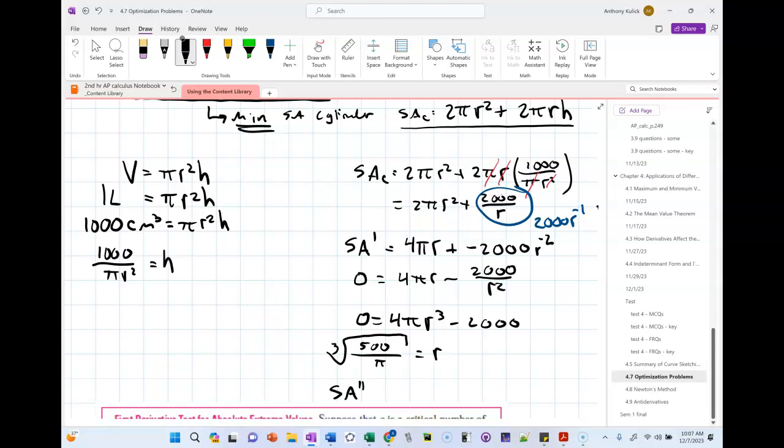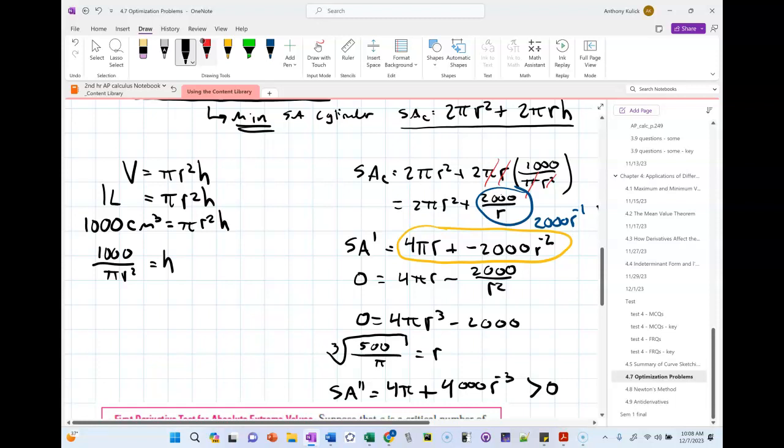We need to do the second derivative. Okay, what's the second derivative going to be? Negative cube root of 5. So you're differentiating this. So 4 pi, and that'll be plus now. Oops, should be 4,000. And this, if r is greater than 0, has to be positive, right? So this is a minimum, and that's what we want, which is what we wanted.